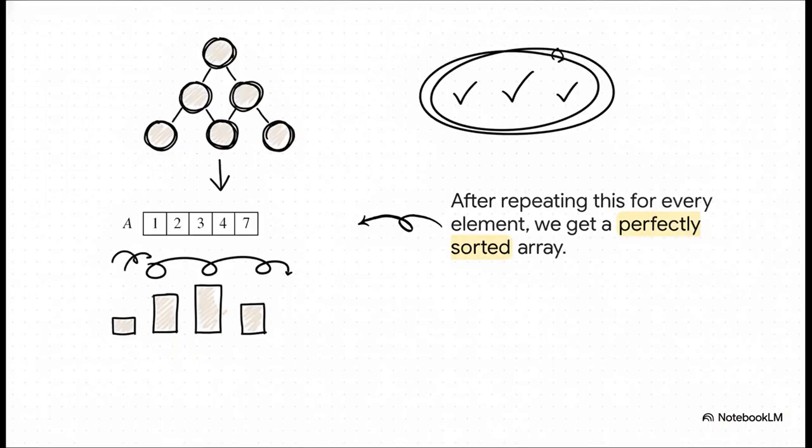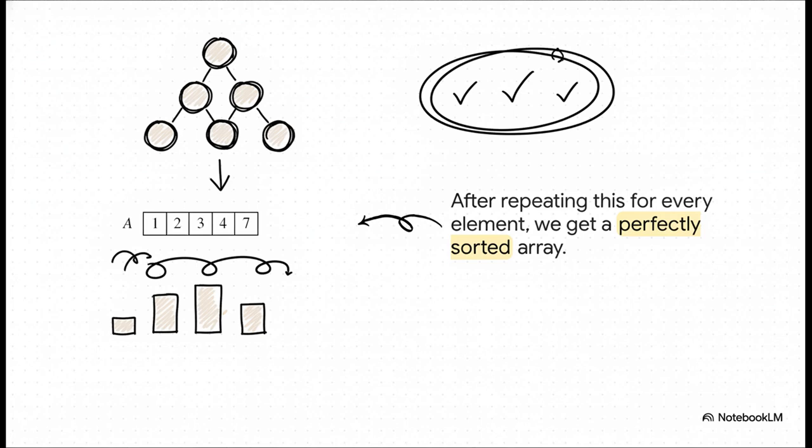And we just keep doing this. Swap the new root to the end of the smaller heap, run max heapify, and do it again and again and again. Each time we're just plucking the next largest element and putting it in its final resting place. And the result? A perfectly sorted array.